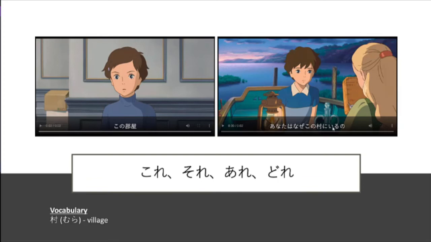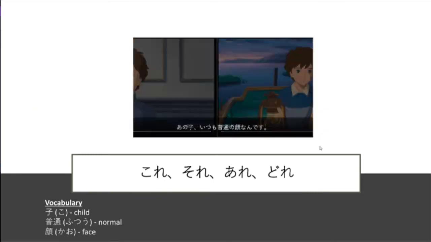This village, niru. So, again, kono mura, not kore mura, kono mura. If it was sono mura, it would be, why are you in that village? Anata wa naze sono mura niru. Which village are you in? Anata wa naze dono mura niru. I guess in a logical sense, that would be used.